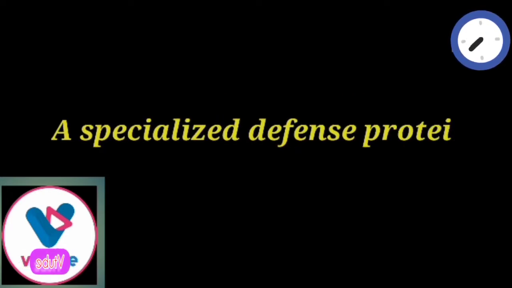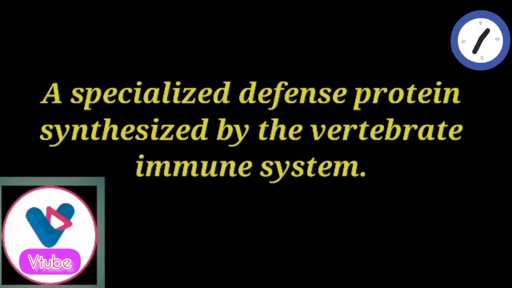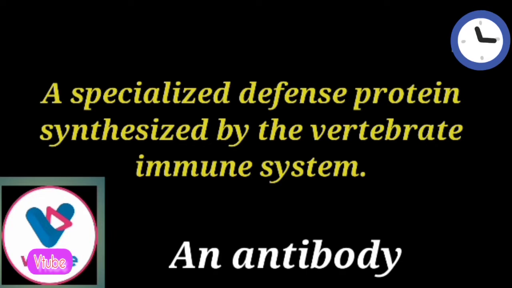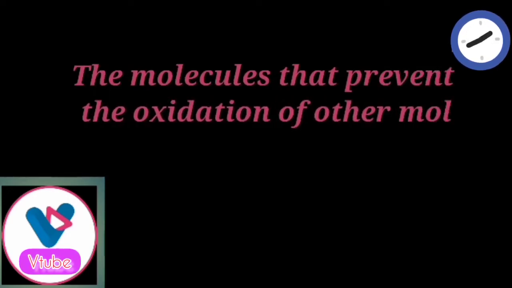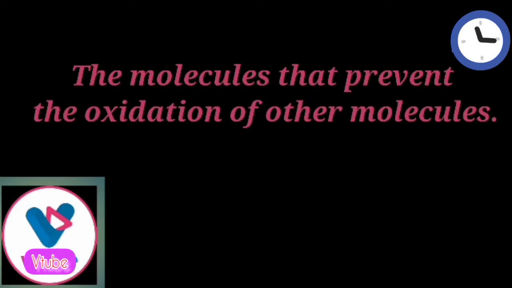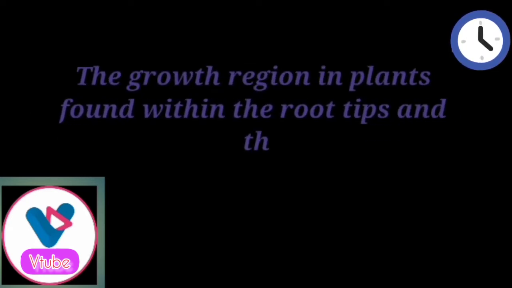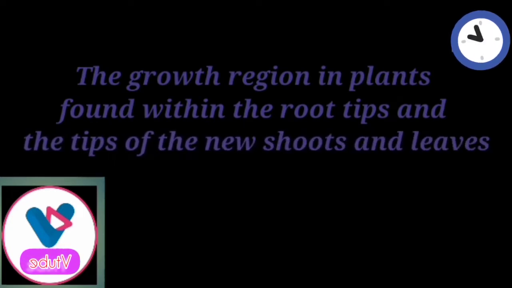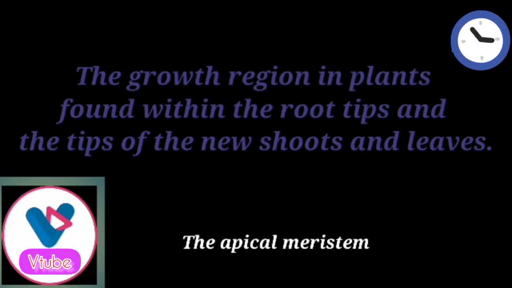A specialized defense protein synthesized by the vertebrate immune system is called an antibody. The molecules that prevent the oxidation of other molecules are called antioxidants. The growth region in plants found within the root tips and the tips of the new shoots and leaves is called apical meristem.